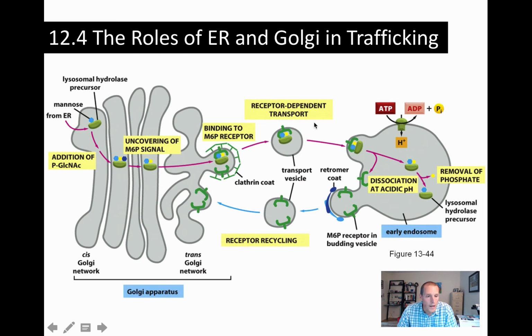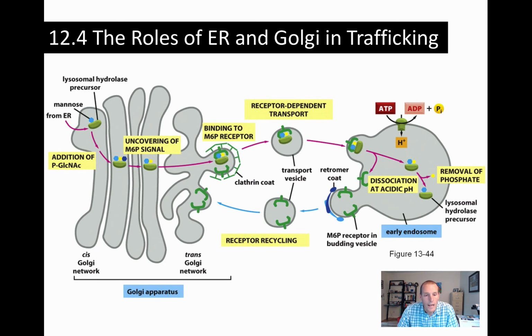And so the vesicle with the mannose 6-phosphate on the lysosomal protein attached to the receptor then uncoats, and this vesicle gets sent to what's called an early endosome, and then early endosomes develop into late endosomes through a series of enzyme maturation processes, and then they can fuse with mature lysosomes.